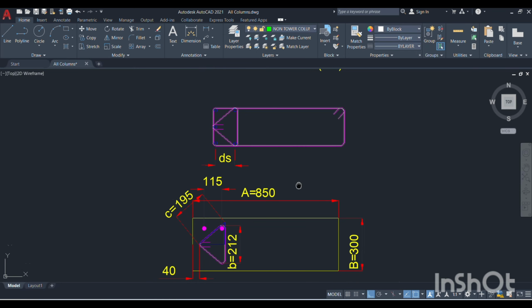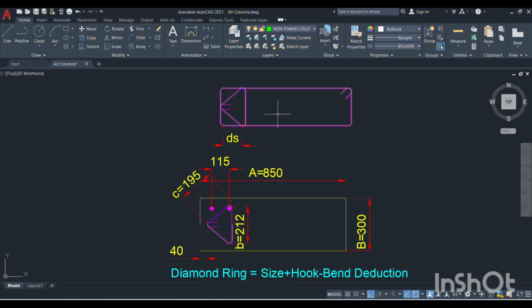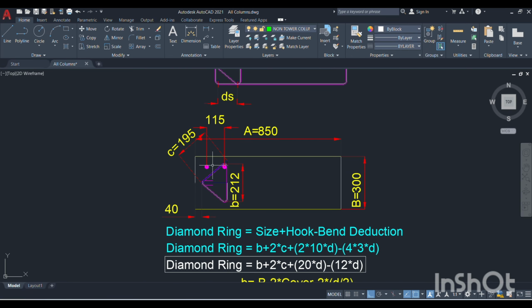Then I am going to calculate the diamond ring formula. For the diamond ring in this column area, the space between the 2 column rods that I am taking is a 115 mm standard. From this diamond ring, if you put a triangle and calculate the hypotenuse side, C will come to 195 mm. So this is the standard diamond ring space.